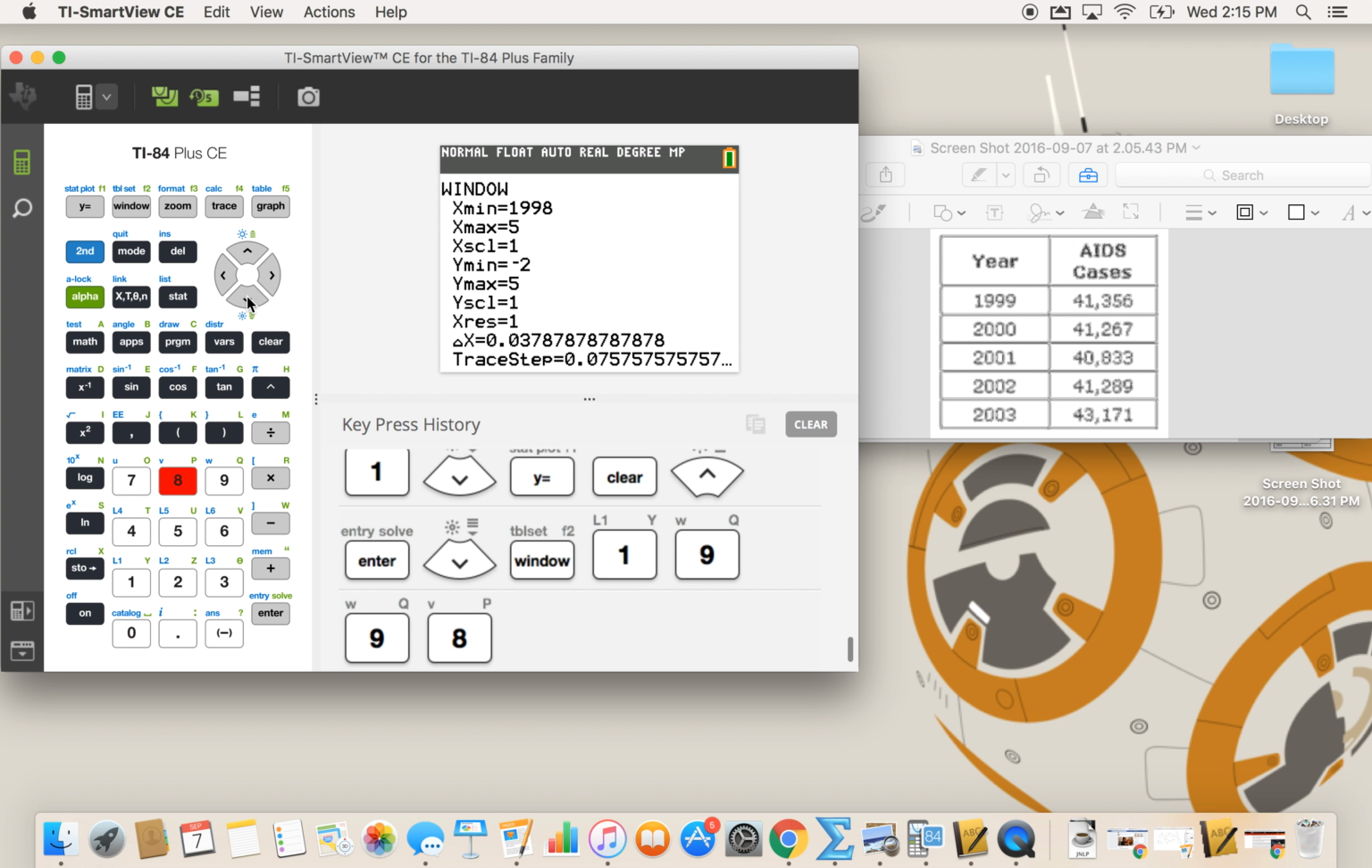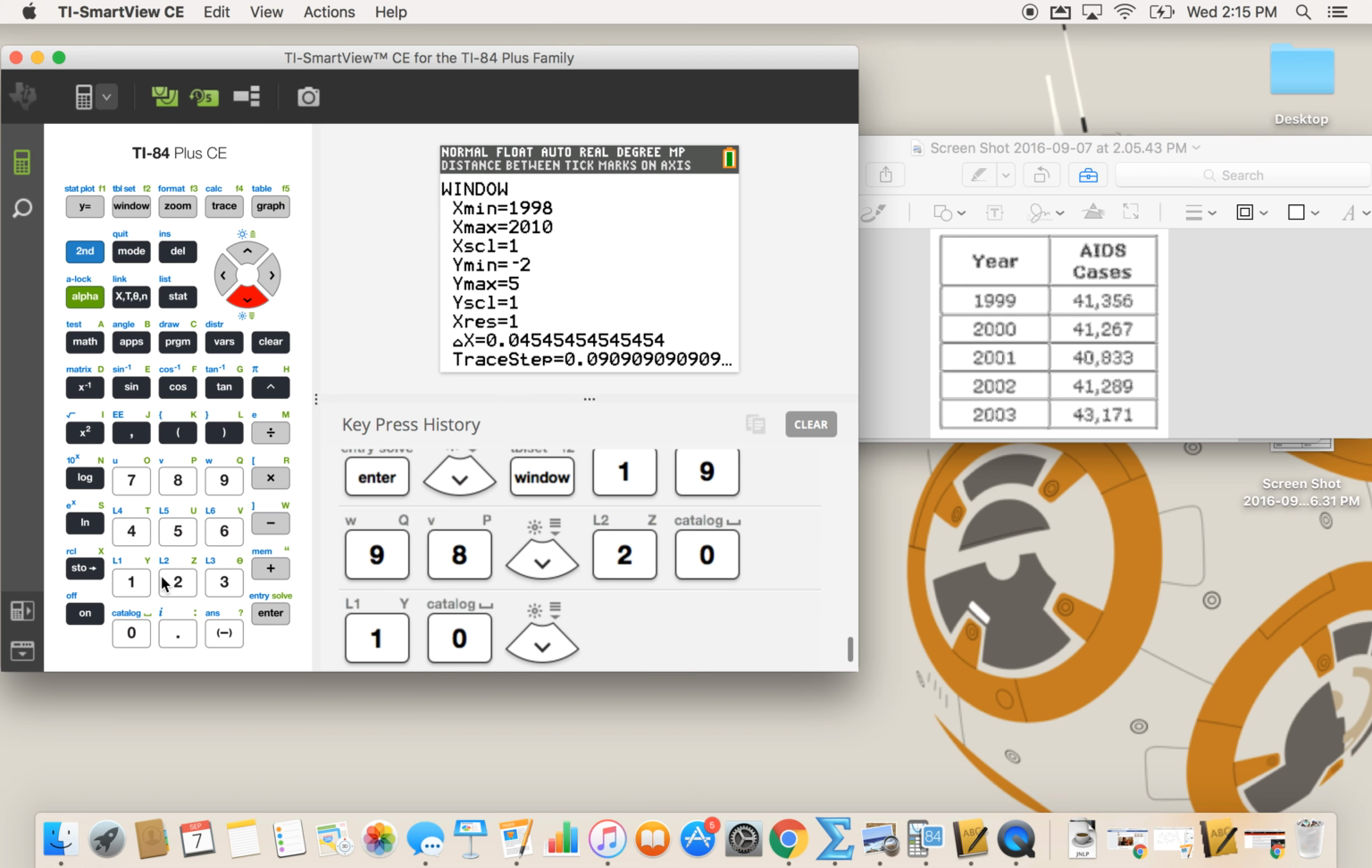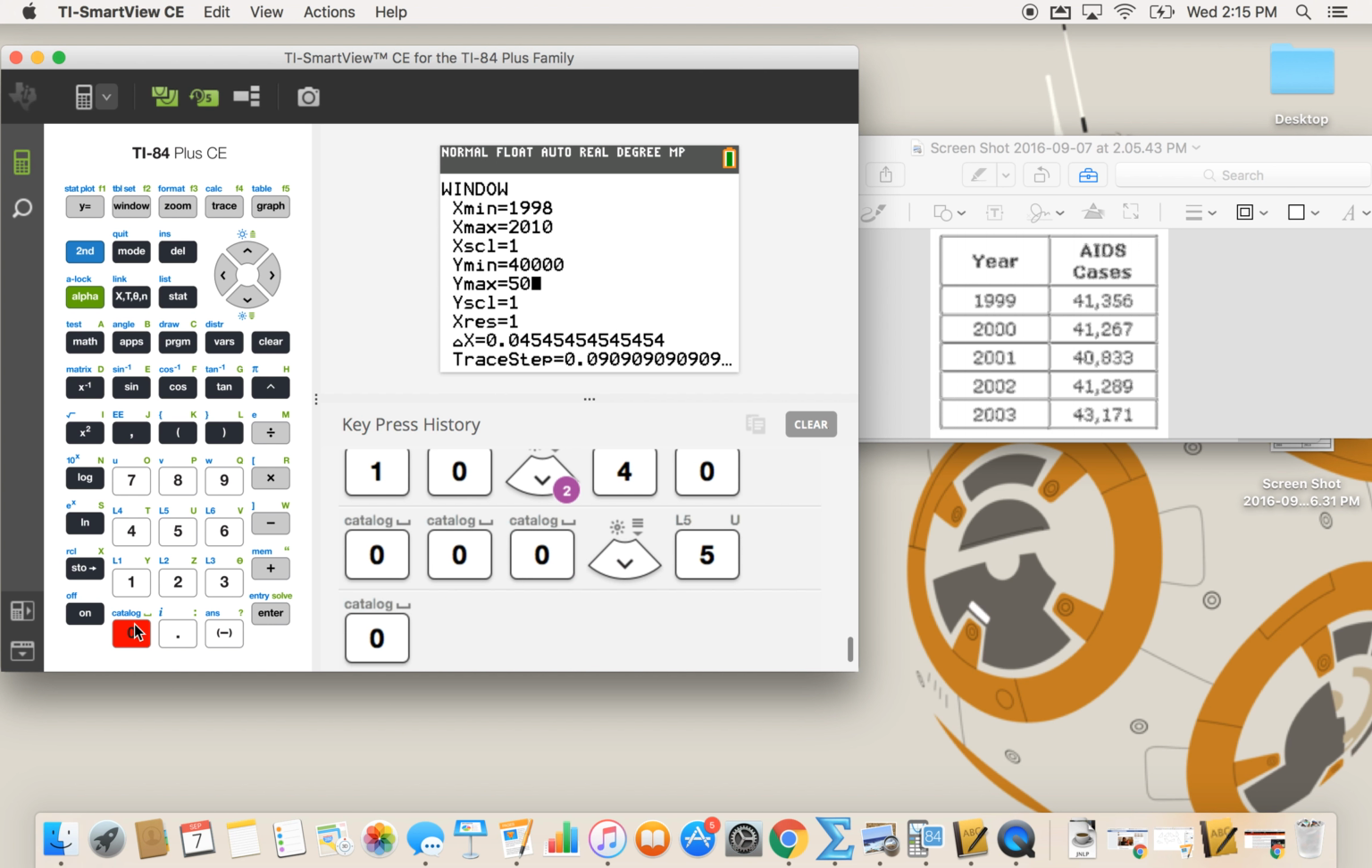So if I change this to 1998, let's just say, just 1 year less, the maximum to 2010, let's say. And I'm just going to go up by 1 because that's not very much. Because x scale is how much you go up by. So 1998 to 2010, that's only 12. So I can easily go up by 1s there. Now my lowest y looks like it's over 40,000. So I'm just going to go 40,000. Okay, my highest y, I'm just going to pick like 50,000, to give myself some space.